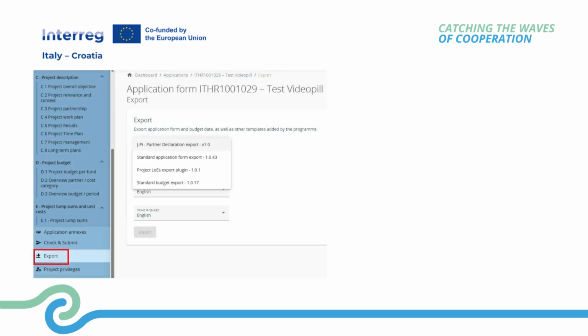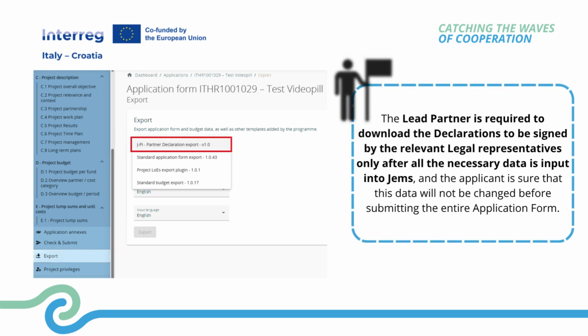The Export section can be found beneath all of the sections of the application form in Jems, just below the previously shown Check and Submit section. The lead partner is required to download the declarations to be signed by the relevant legal representatives only after all the necessary data is input into Jems, and the applicant is sure that this data will not be changed before submitting the entire application form.